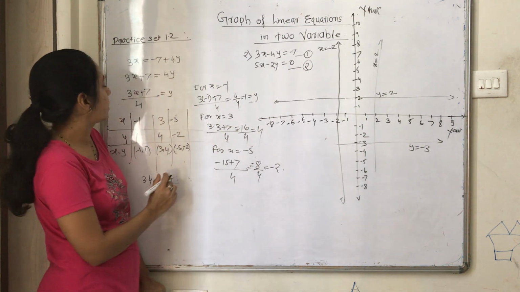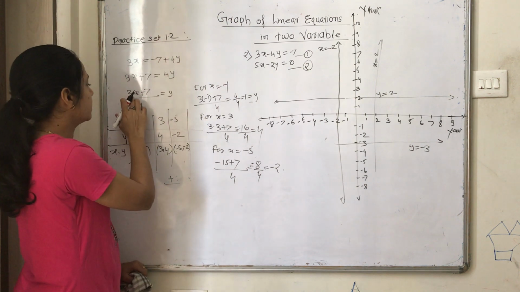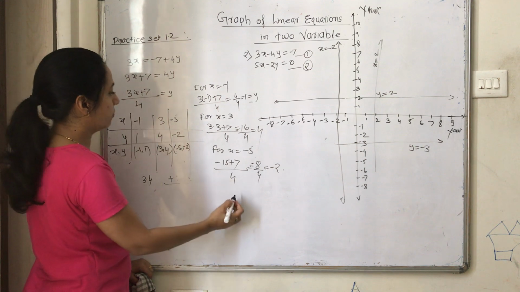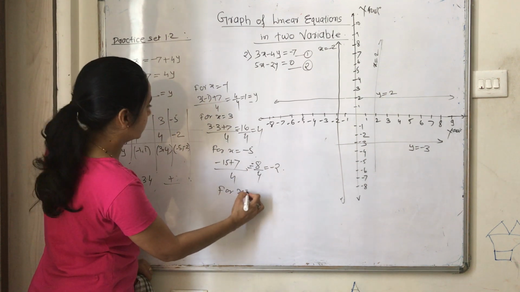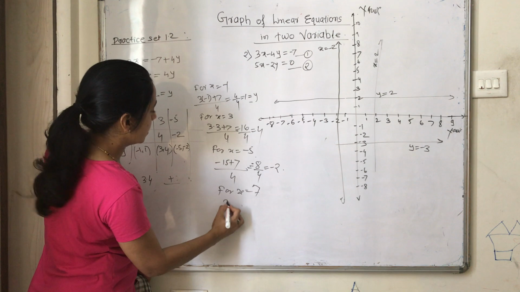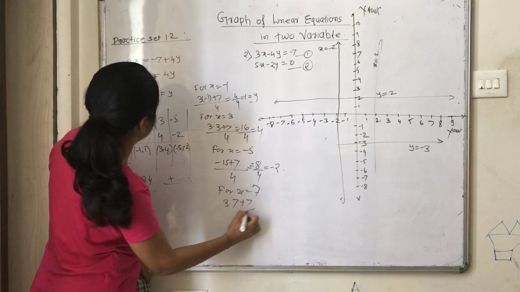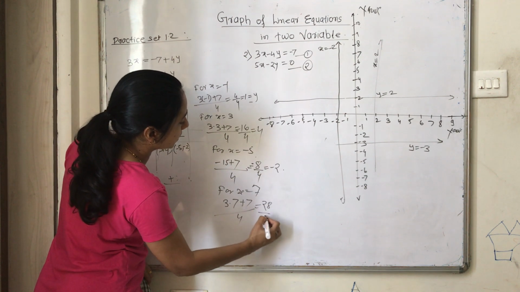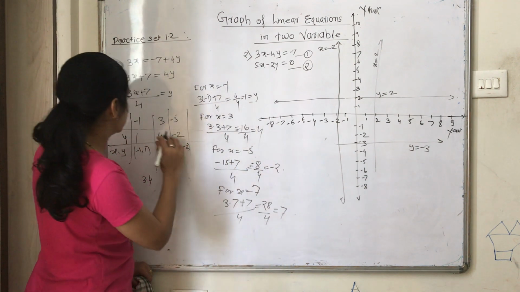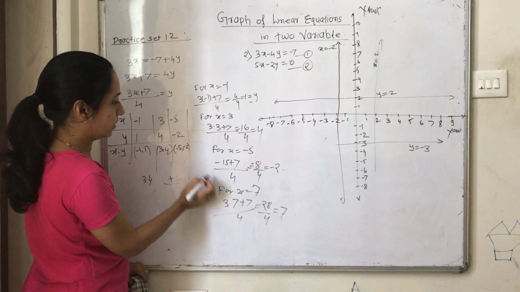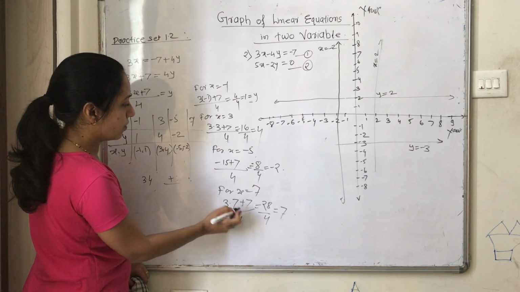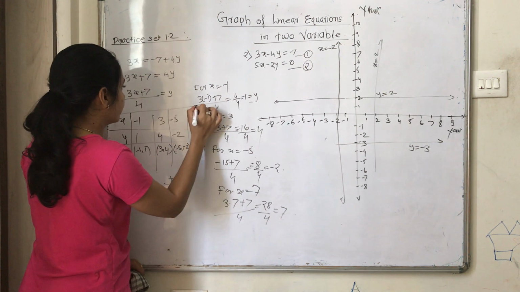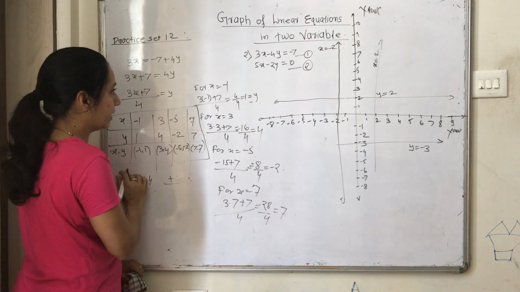Okay, so next what will I take? See, if I take 7, 7 3s are 21 for x is equal to 7. So it is (3 into 7 plus 7) divided by 4. 7 3s are 21 plus 7 is 28, divided by 4, I will get 7. So for x is equal to 7, I will get the value of y as 7. So this will be the pair. Then we have to plot these points on the graph.